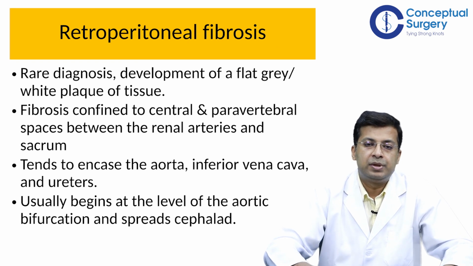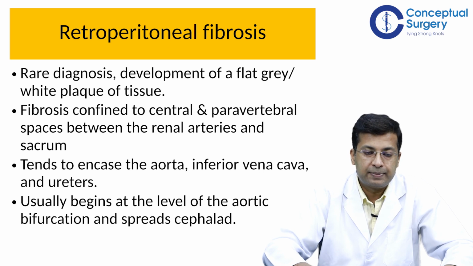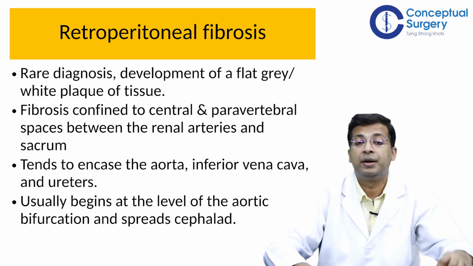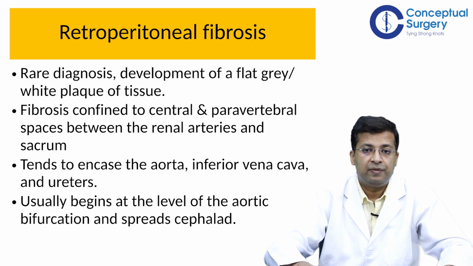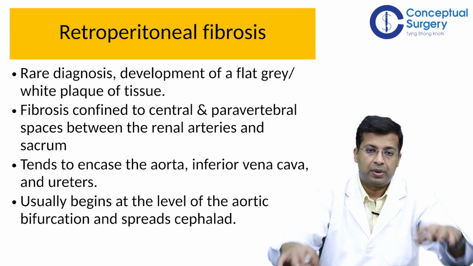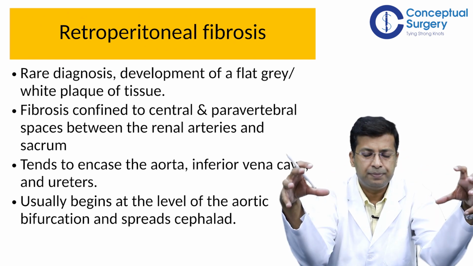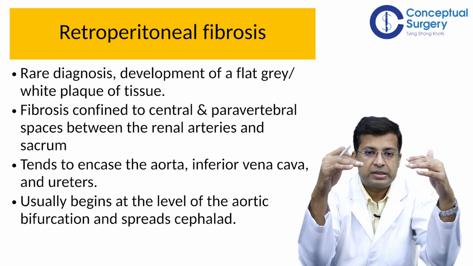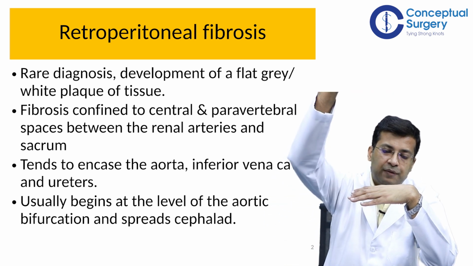The first disease which affects the retroperitoneum, which is very important, is retroperitoneal fibrosis. Although it is a rare diagnosis, it is one of the most common afflictions affecting the retroperitoneum, apart from retroperitoneal tumors. What happens is there is development of a flat gray or white plaque of tissue which starts in the central area and then spreads to the paravertebral spaces. It starts usually at the level of aortic bifurcation and then travels cephalad.